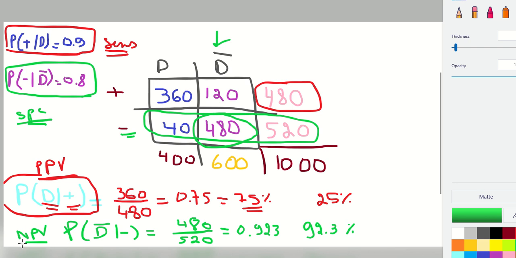Whereas the negative predicted value, you're looking at it this way. If you take the test and your test is negative, then there's a 92.3% chance that you're actually healthy, meaning there's still a 7.7% chance that you're actually diseased. Okay? So that's the difference between the sensitivity of a test, the specificity of a test, positive predicted value, and negative predicted value.